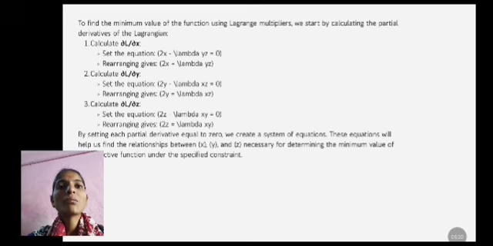To find the minimum value of the function using Lagrange's multipliers, we start by calculating the partial derivatives of the Lagrangian. Now calculate dou L by dou x. Set the equation 2x minus lambda yz equals 0, and rearranging gives 2x equals lambda yz. Calculate dou L by dou y. Set the equation 2y minus lambda xz equals 0, and rearranging gives 2y equals lambda xz. And calculate dou L by dou z. Rearranging gives 2z equals lambda xy.